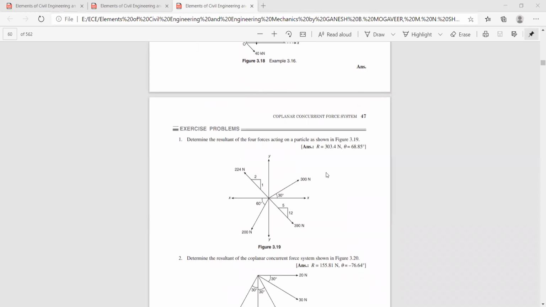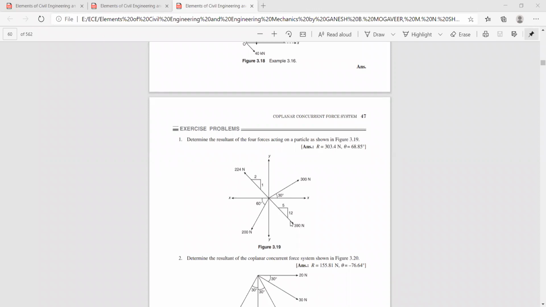Now these are some of the problems for exercise. Here you have a concurrent force system. In the first quadrant you have a force of 300 Newton, which makes an angle of 30 degrees, and in the second quadrant you have 224 Newton. Here the angle is not given, the slope of the line is given. In the third quadrant you have a force of 200 Newton, at an angle of 60 degrees, and you have a fourth force of 390 Newton, where the slope of the line is 5/12.